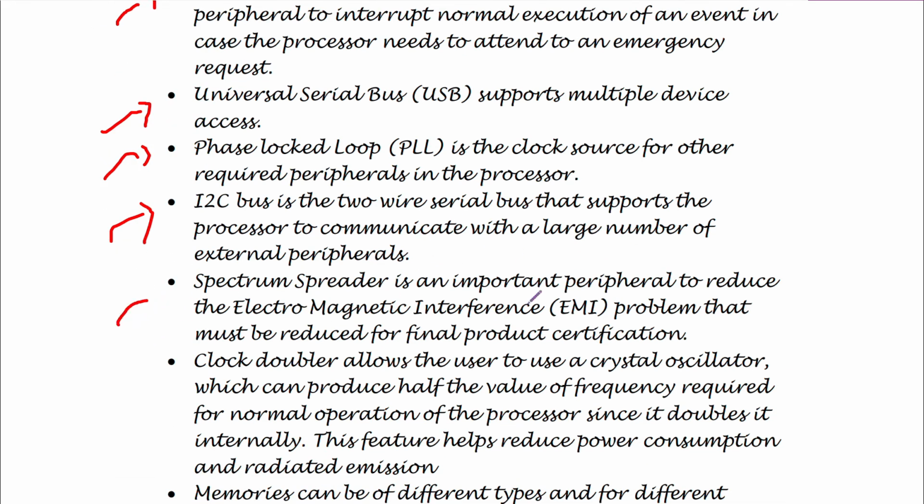Spectrum spreader is an important peripheral that reduces EMI problem that must be reduced for final product certification. So electromagnetic interference. This is usually ignored or neglected by developers and designers, but this is very important. When you are having different peripherals, then reduction of the total EMI is essential. Then only the final product certification can occur.